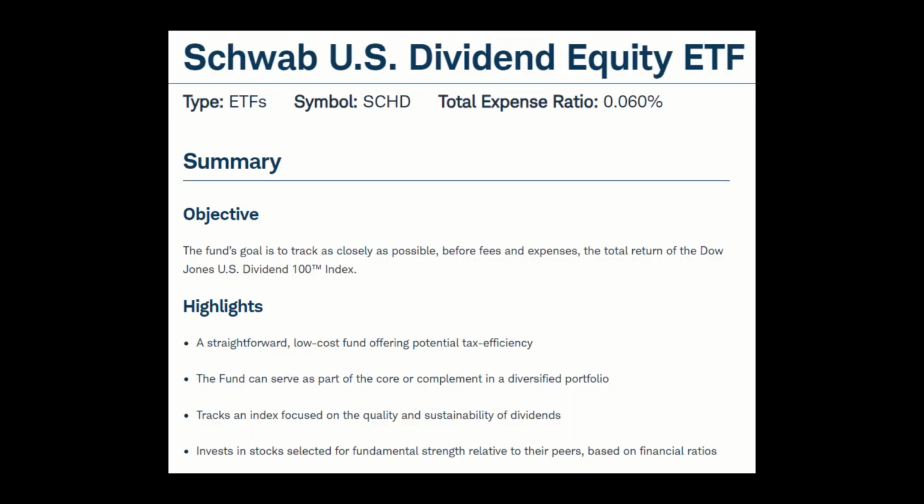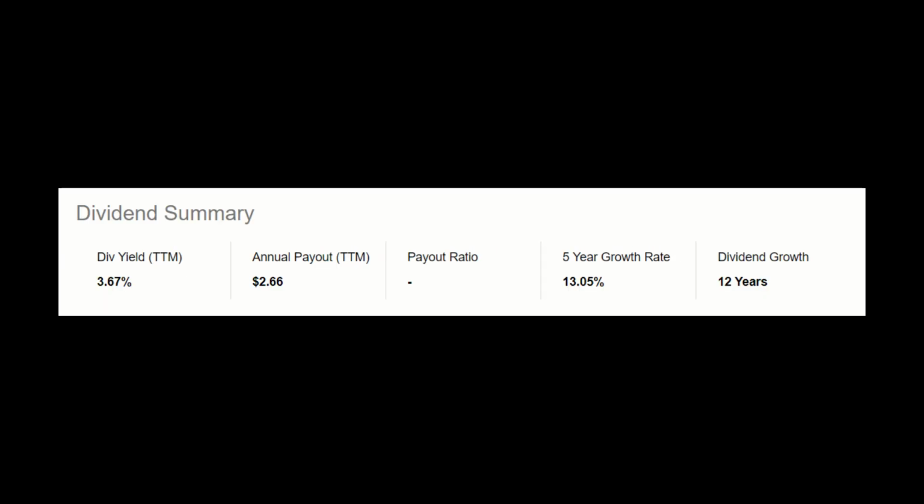So SCHD is Charles Schwab's US Dividend Equity ETF, and essentially the fund just invests in dividend stocks, and it has a focus on the fundamental strength of a business relative to its peers, and it also has a focus on a sustainable and growing dividend. And SCHD has certainly done a great job of growing its dividend over the past 5 years. It's grown the dividend on average by 13% annually, and over the past 10 years, it's grown the dividend by about 11% annually on average.